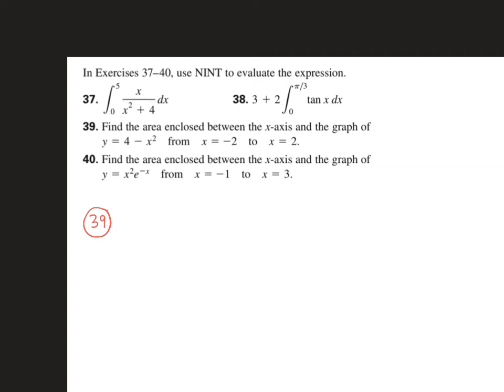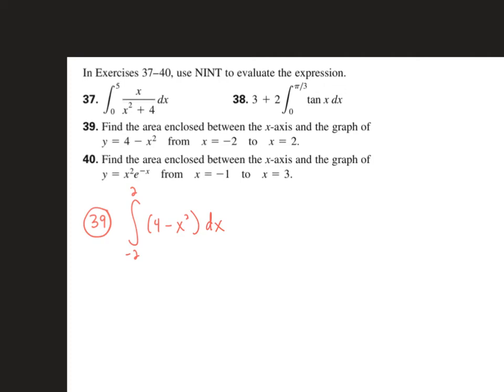Find the area enclosed between the x-axis and the graph of y equals 4 minus x squared from x equals negative 2 to x equals 2. Okay, it says from x equals negative 2 to x equals 2, so those will be our limits. And then we want to find the area between the x-axis and the graph of 4 minus x squared. So 4 minus x squared is our function that we'll be taking the integral of, and then we'll always have that dx in there.